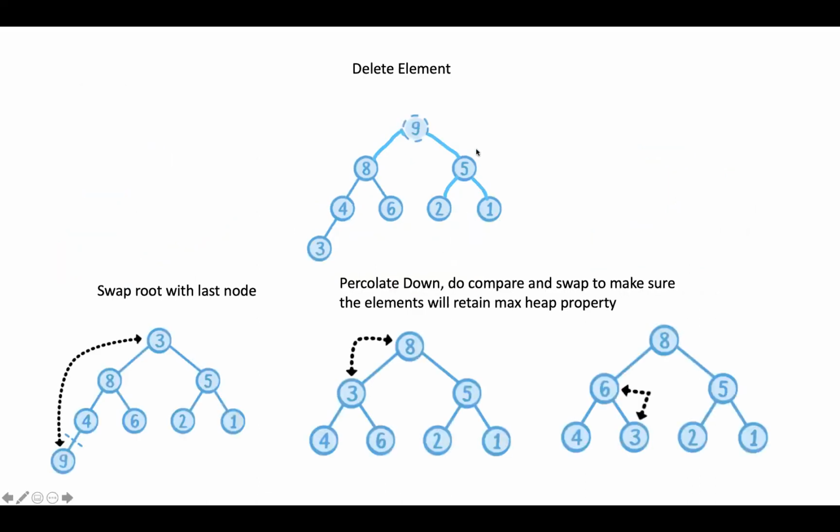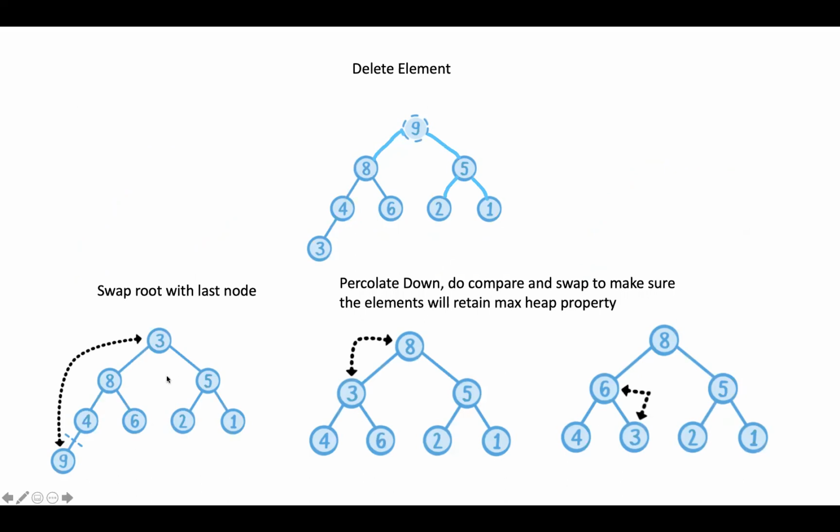And similarly, in the case of delete, we cannot simply delete 9 and leave it, because if we delete 9, the two nodes will be separated, there will be a tree here and a tree here. That is not the way we should delete.